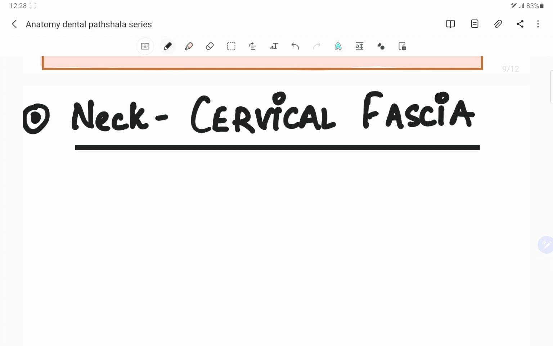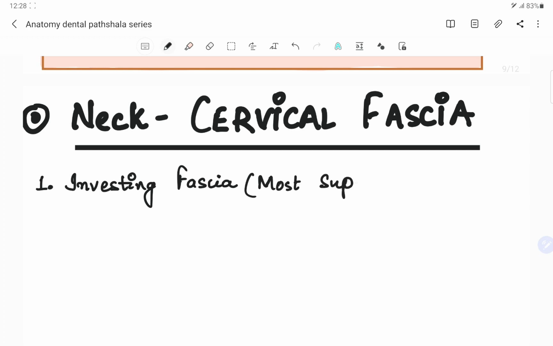Today we'll be talking about the deep cervical fascia. What are the spaces which are involved in the deep cervical fascia, and what are the layers which are involved? The most superficial is going to be our investing fascia. It is going to be surrounding the sternocleidomastoid and the trapezius muscle. So it is the most superficial layer, the outermost layer.